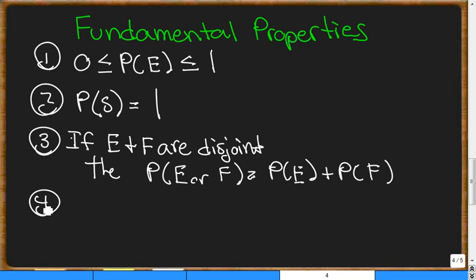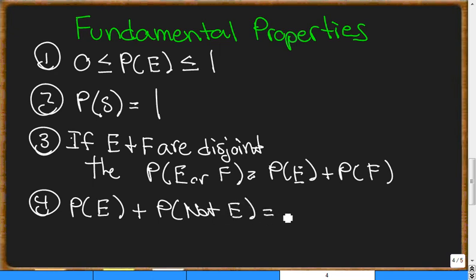Number 4, basically, the probability of E plus the probability of, let's say, not E always has to add up to 1. So you can actually mess around with this equation quite a bit. Anytime we're looking for not E, it's 1 minus the probability of E. Things like that. So you can mess around with this equation a little bit.